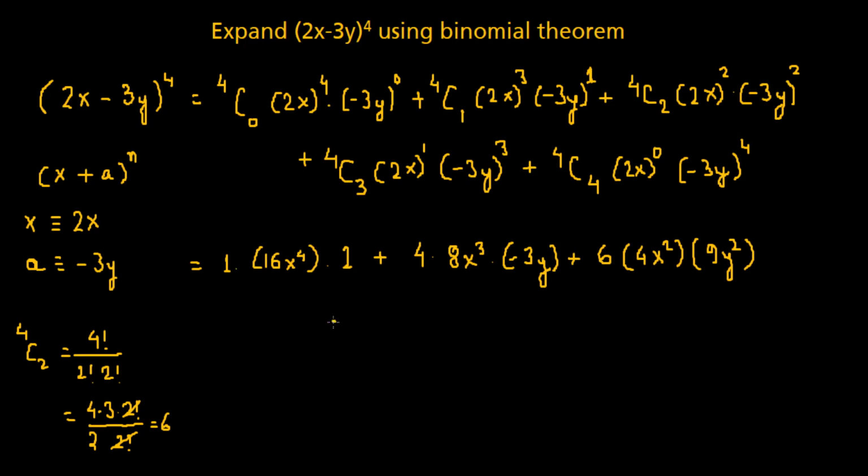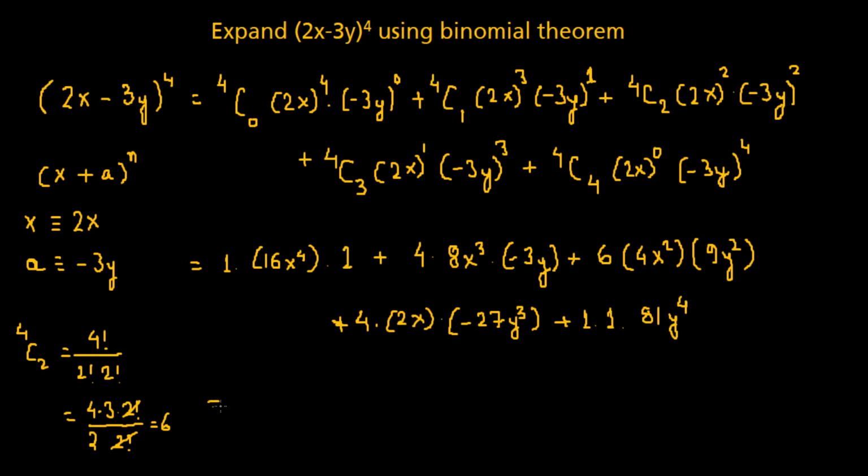Plus 4C3. So 4C3 is 4 times 2x, and times (-3y) cubed will be 27y cubed, plus 4C4, which is 1, (2x) raised to the power 0 is 1, and (-3y) raised to the power 4 is 81y raised to the power 4.